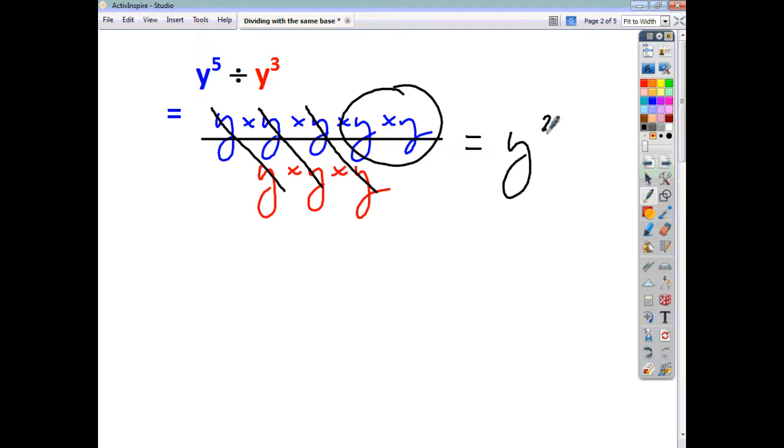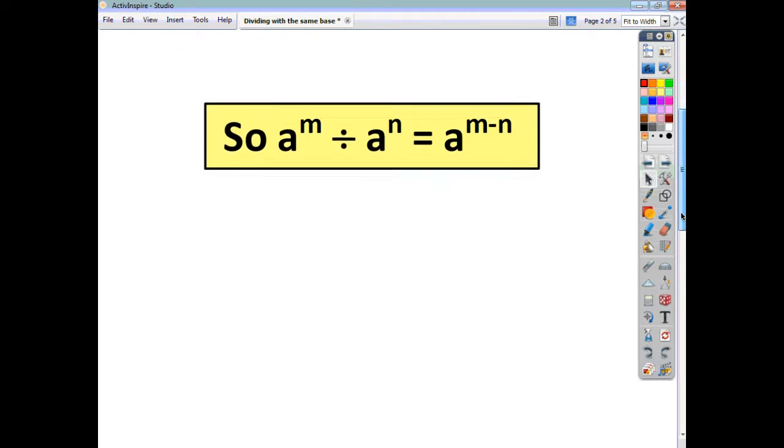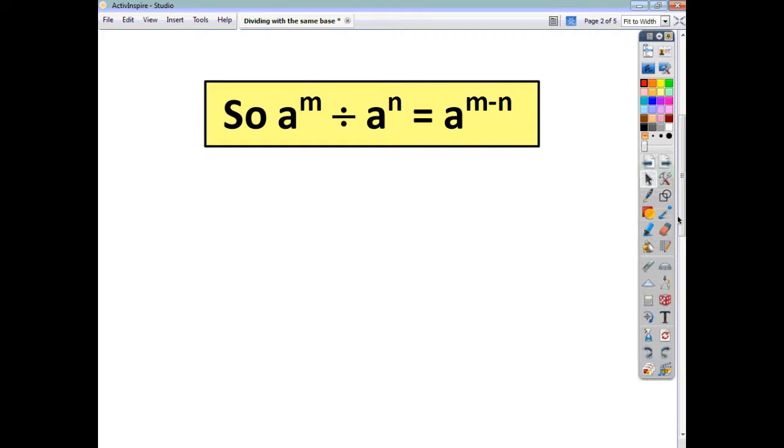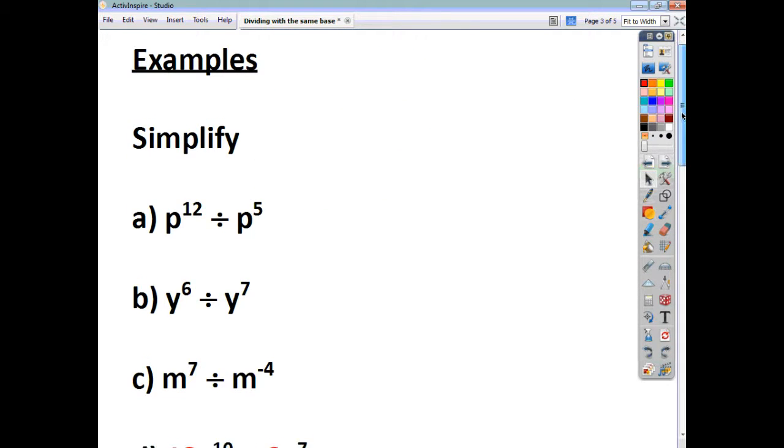Okay? So you should be able to see that what's happening is that you're taking your indices and you're just working out the difference between them. So it's 5 minus 3 that ends up giving you 2. Okay? So as a rule, what's happening is that when you've got a to the power of m, and you divide it by a to the power of n, then your power is m minus n. So a to the power of m minus n is what you end up with. So this simple rule is what you need to use, and we'll put it into practice and do a few examples together. Okay? So let's look at simplifying some of these.